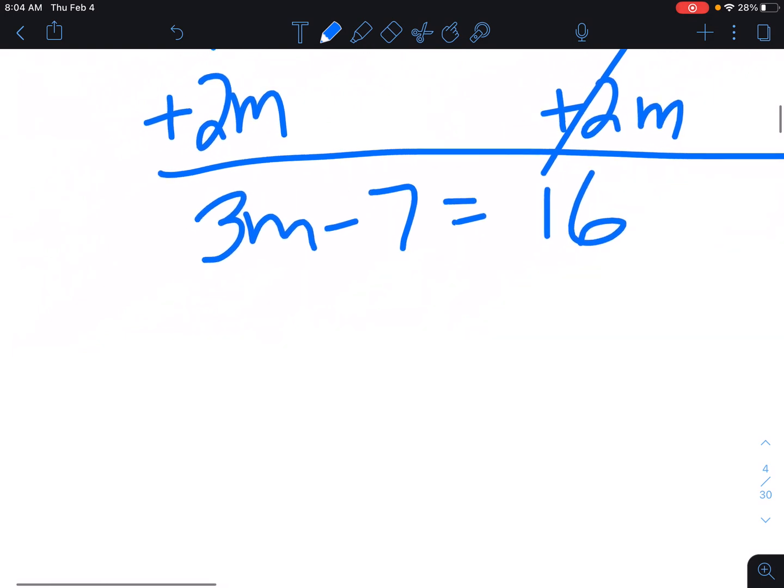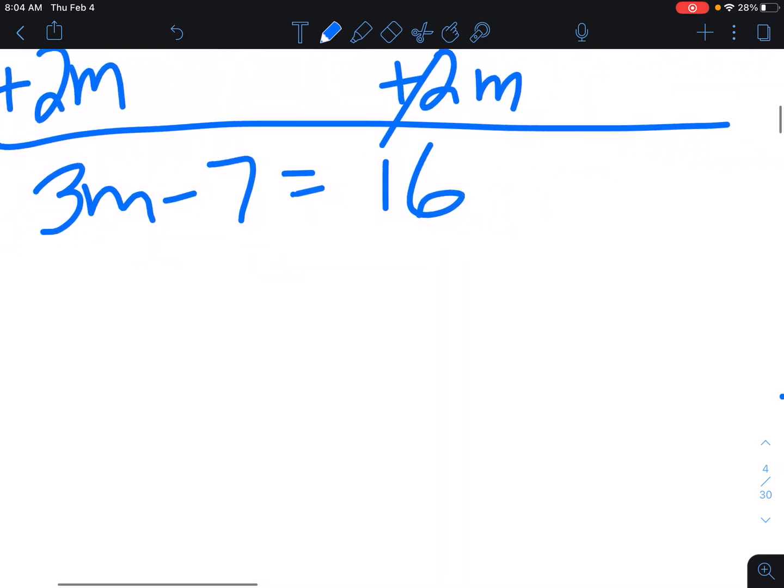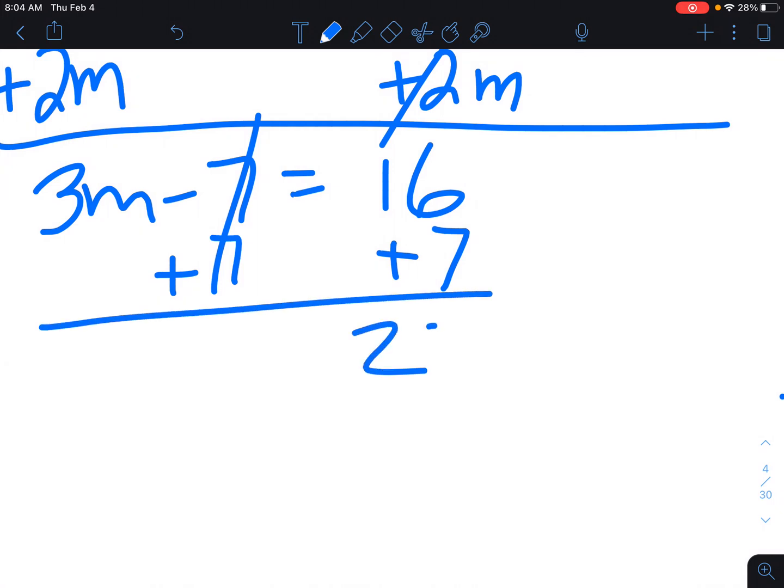And now we can finally work on trying to get this m by itself. So we're going to add 7 to both sides. Remember, cancel on the one, you do the math on the other. And then divide by 3.